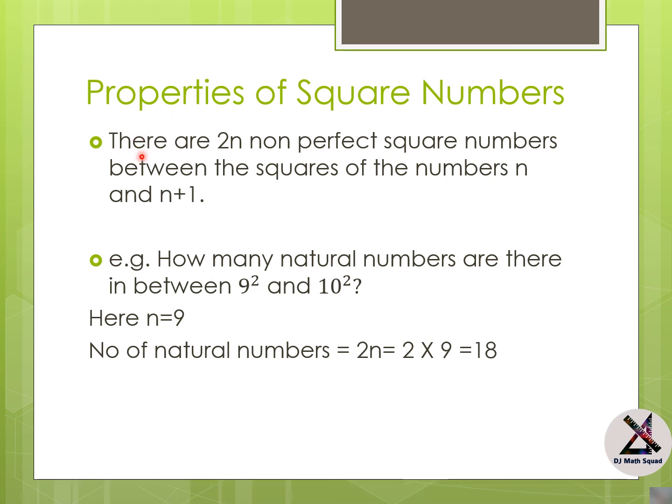Then a few more properties. There are 2n non-perfect square numbers between the squares of the numbers n and n plus 1. This property will help you find how many numbers there are between the squares of two numbers. For example, how many natural numbers are there between 9 square and 10 square? Here the value of n is 9. Between 9 square, which is 81, and 10 square, which is 100, using this formula 2n, there are 18 numbers between 81 and 100.